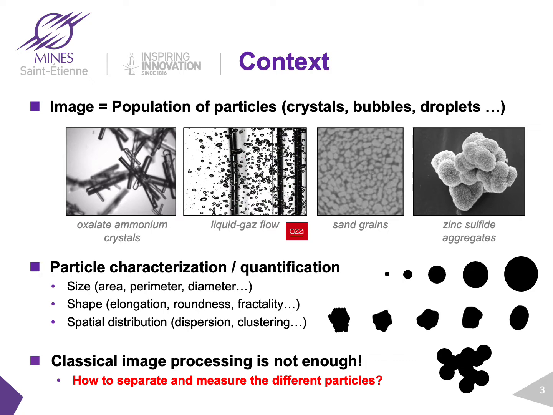And as you can see, classical image processing is not enough because you have a lot of superimposition, because you have just some 2D images. So you have a 2D sensor, you are looking at 3D particles, and you only see the shadows of the particles inside your reactor, for example, in chemical engineering. So the main difficulty is to separate, to individualize these particles in order to be able to measure the different particles in terms of size, shape, and spatial distribution.